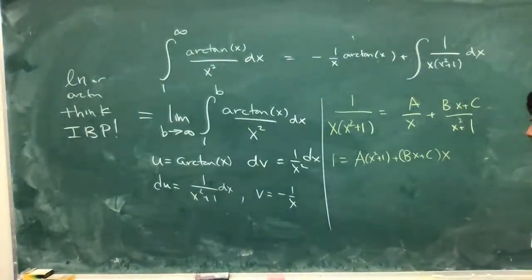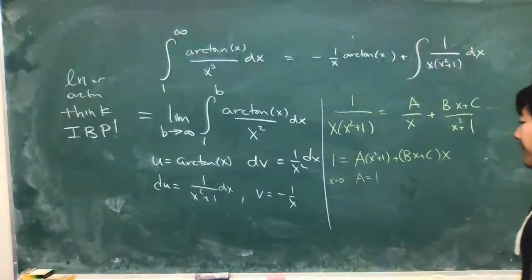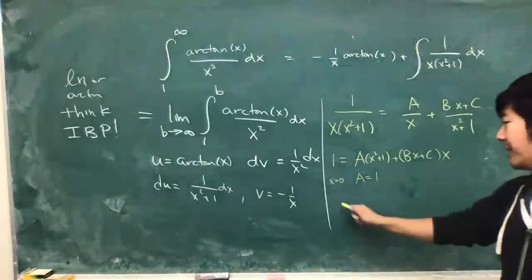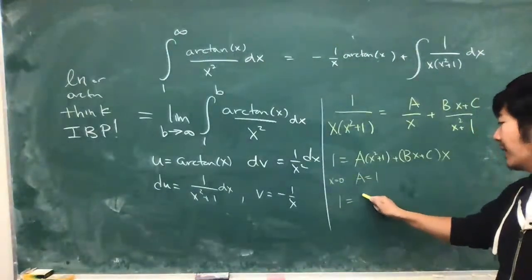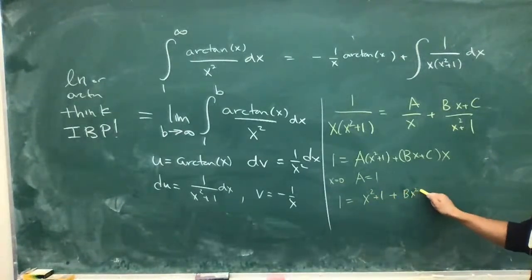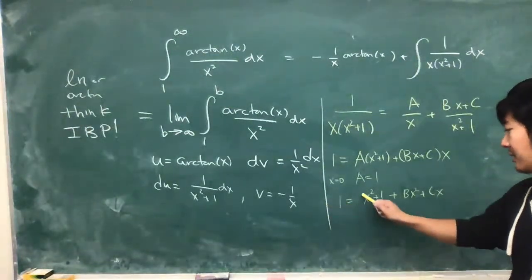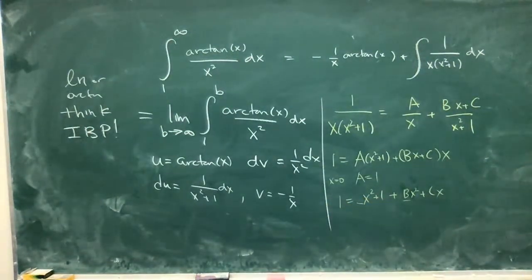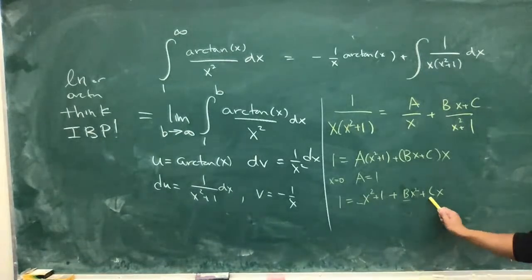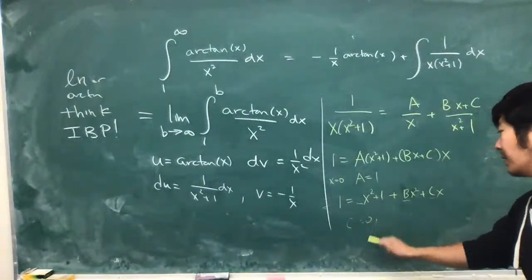So if you plug in x equals 0, you get that a equals 1. So that's great. So we have 1 is equal to x squared plus 1 plus bx squared plus cx. So it looks like b is negative 1 because there's no x squared term, so this and this need to add up to 0. And then there's no x term, so c is equal to 0. So c is 0 and b is negative 1.